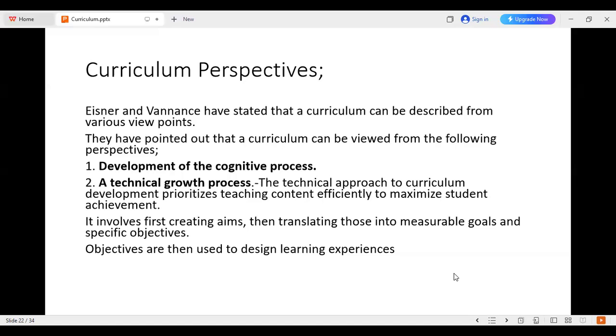Good evening, sir. Can you see the PowerPoint presentation, my presentation slides? Yes, sir. Is the curriculum perspectives slide visible? Yes, sir.